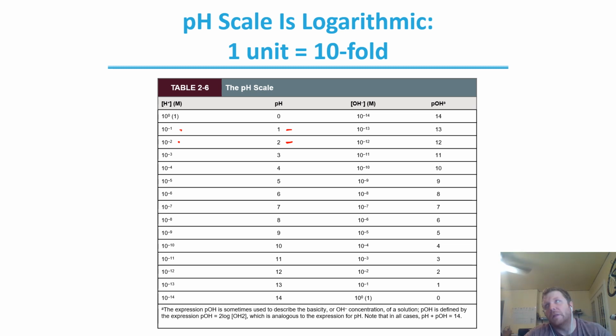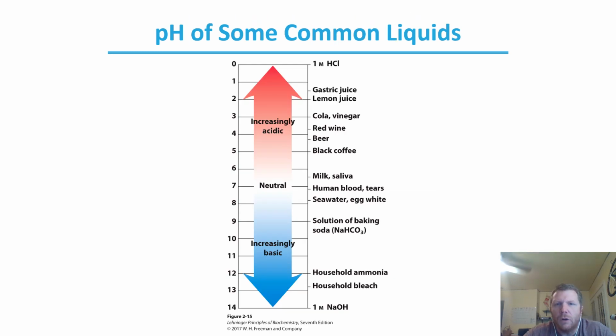Likewise, you see the same thing on the opposite scale. When our pOH goes down, 14 to 13, for instance, you see that exponential change from negative 14 to negative 13. Now, what you need to know about all of that is the pH of some of our common liquids.